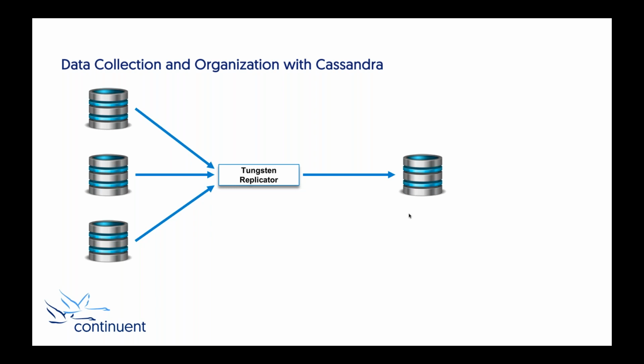Now, obviously, this is the replicator. Those of you who have watched previous webinars or training sessions know the replicator, and know that we support a wide variety of topologies. We're doing fan-in here in this demonstration. We could be doing fan-out. We could be replicating to a variety of different targets. But this kind of concentration of information is a typical one.